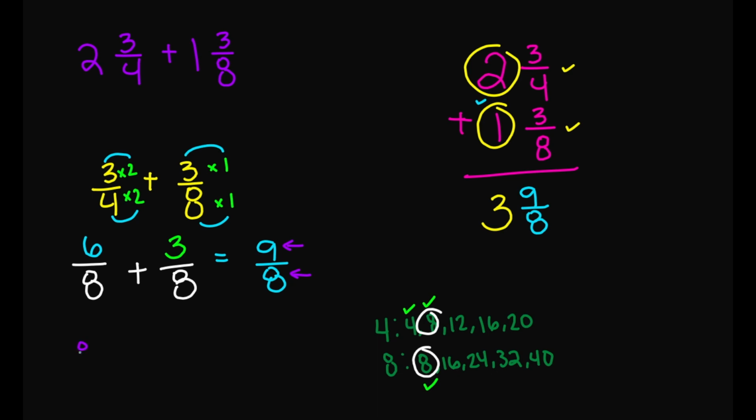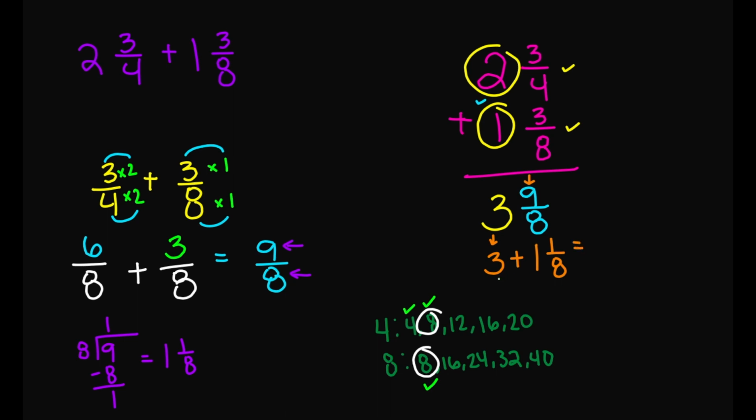So I'm going to put my 8 on the outside, my 9 on the inside. 8 goes into 9 one time. 8 times 1 is 8. 9 minus 8 is going to equal 1. So your answer here, if you're turning it into a mixed number, is going to be 1 and 1/8. Remember here, we had our 3. We got that. This 9 over 8 here equals 1 and 1/8. And now we're going to combine this.